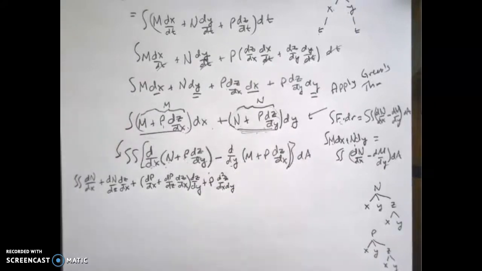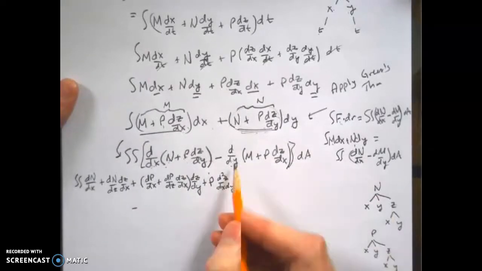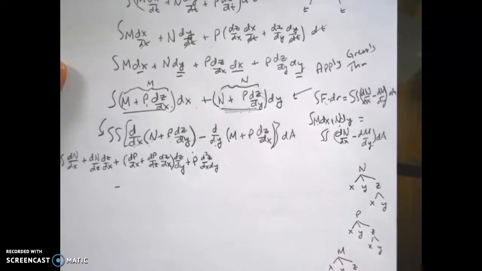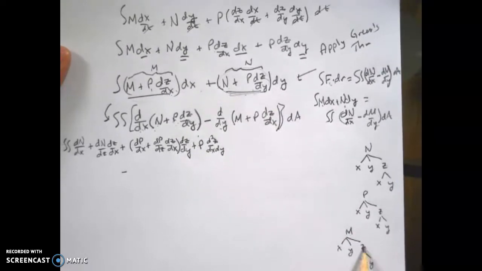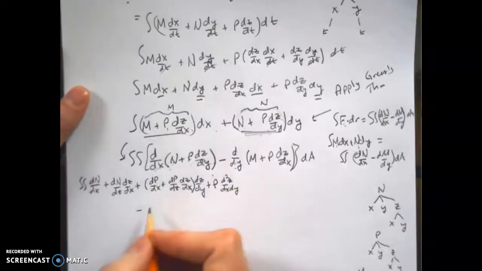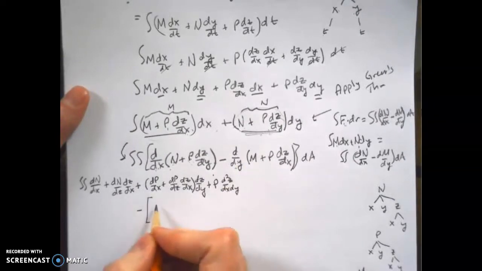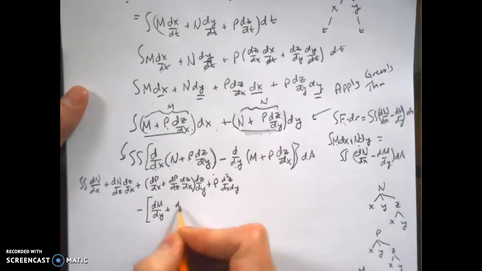Okay. Now I need to do this. Minus, now I need the y derivative of m. And again, m is also a function of x, y, and z. z is a function of x and y. So the y derivative of m is dm dy plus dm dz dz dy. Okay, so I'm just going to take that minus out of the entire thing. So dm dy plus dm dz dz dy.